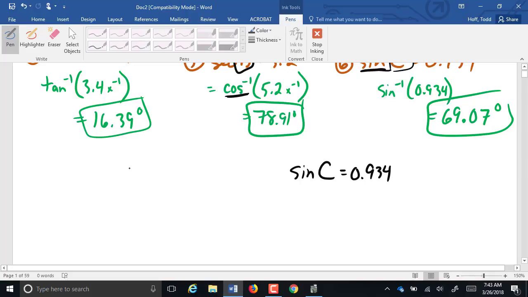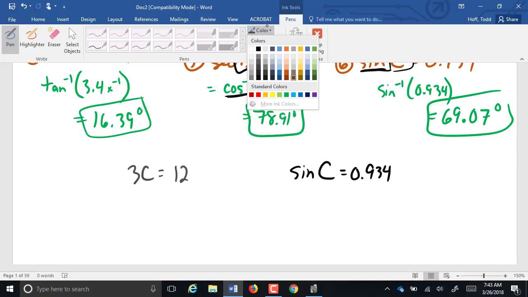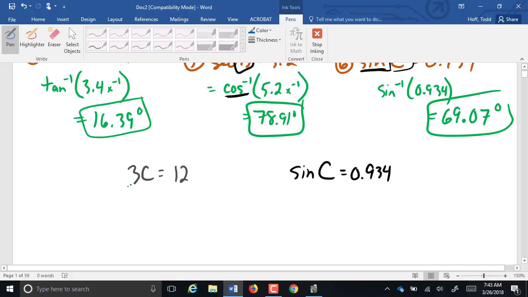Just like if we had 3C equals 12, how would we solve that? Divide by 3, exactly. Well, here, the variable C has not been multiplied by something. We've taken the sine of it. Here it was multiplied by 3. We divided by 3 because division is the inverse of multiplication. It's the opposite. Well, here, to get rid of the sine, we have to do the opposite. And the opposite of sine is inverse sine.